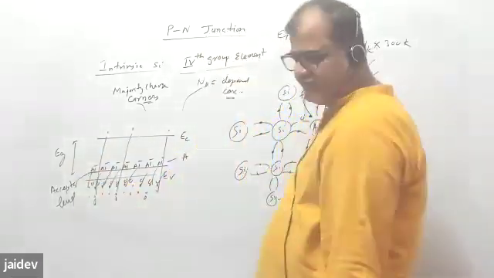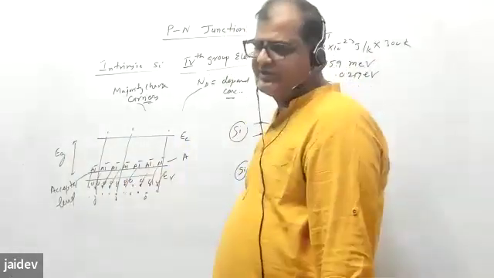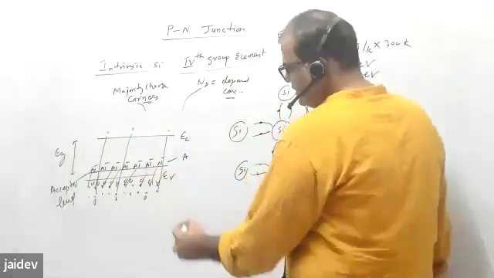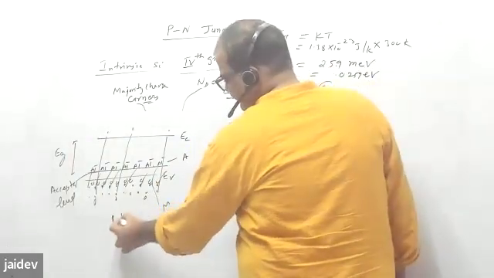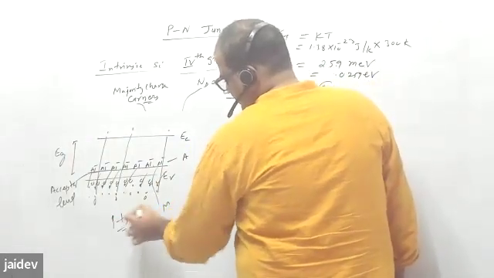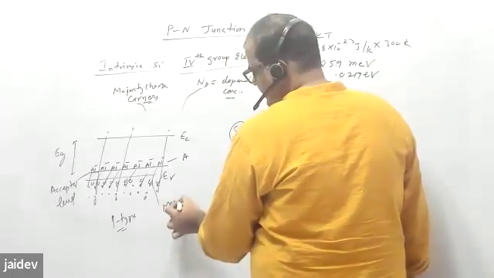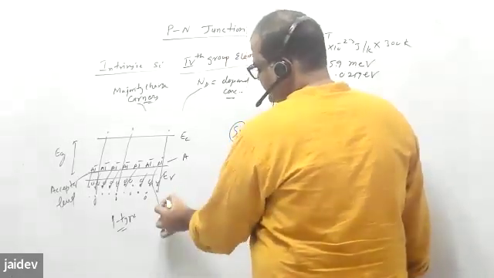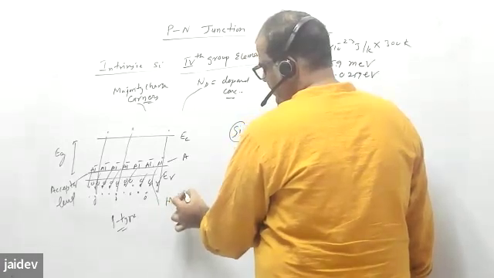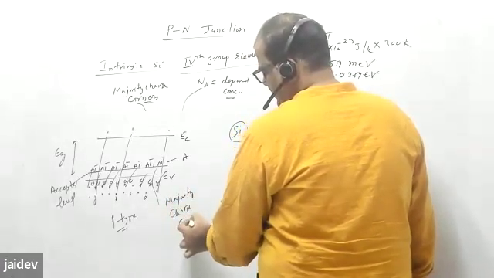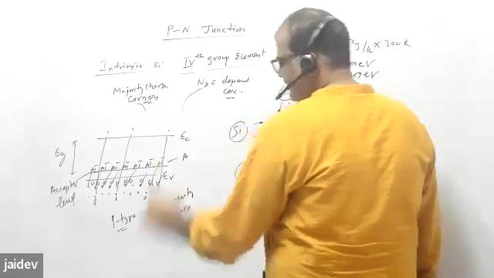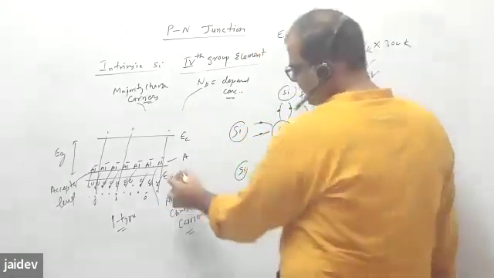But the majority of holes are coming because of this impurity. And these are the majority charge carriers in p-type. This is the p-type. So these are your majority charge carriers in p-type material, and this is your acceptor level.